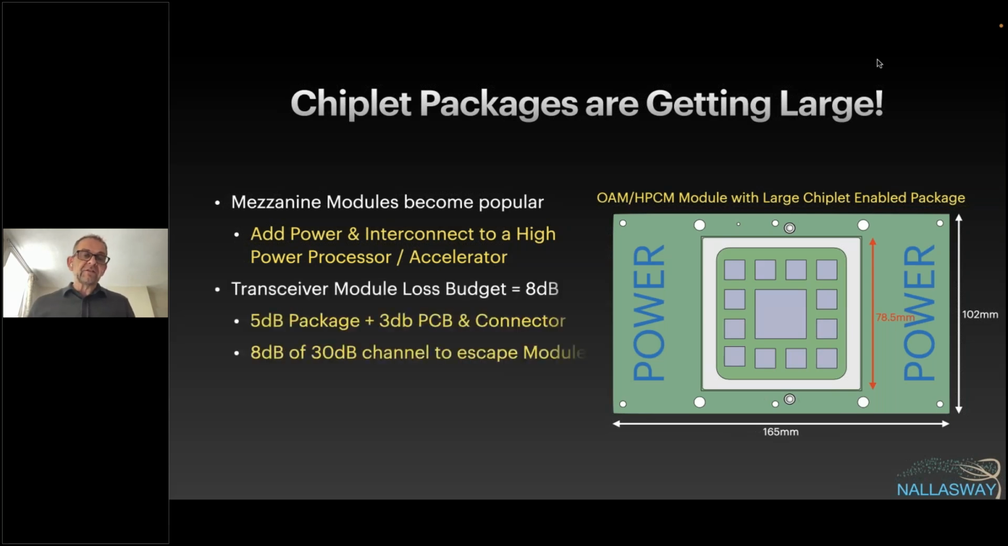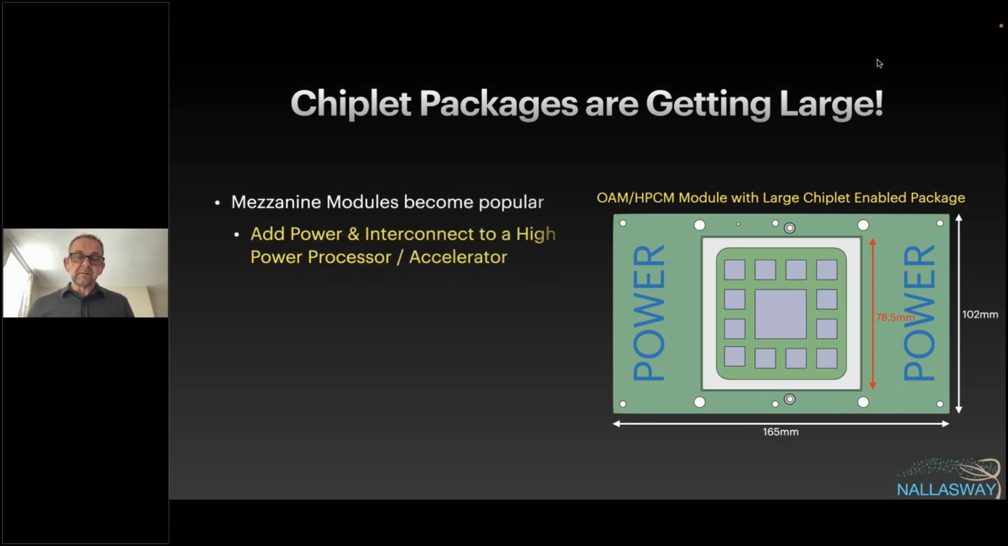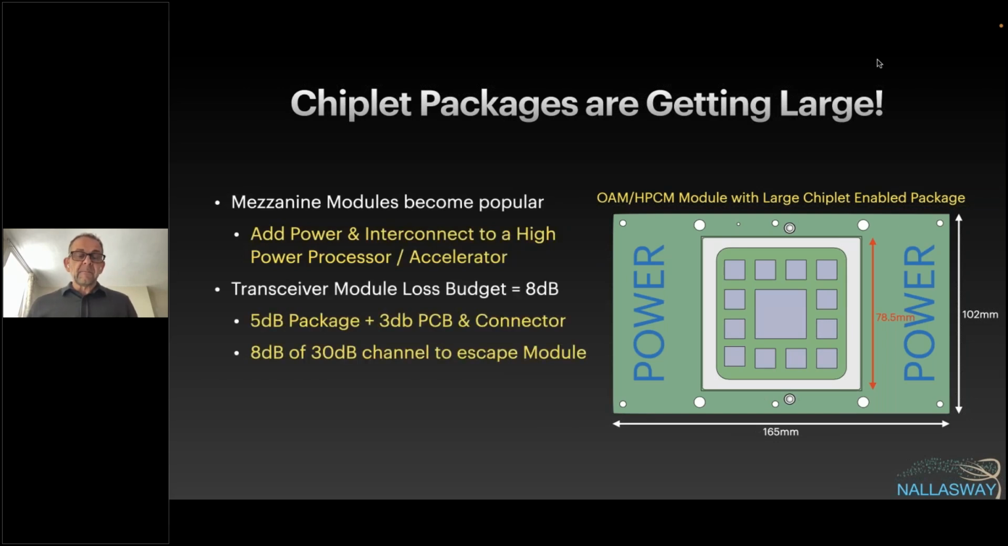So the question is, if we look at it, the mezzanine modules are really just bringing power and interconnect, wrapped up in a nice pluggable module, which is good from a signal integrity perspective. And you may have a little bit of clocking and a little bit of sideband, but that's fairly minimal in comparison.